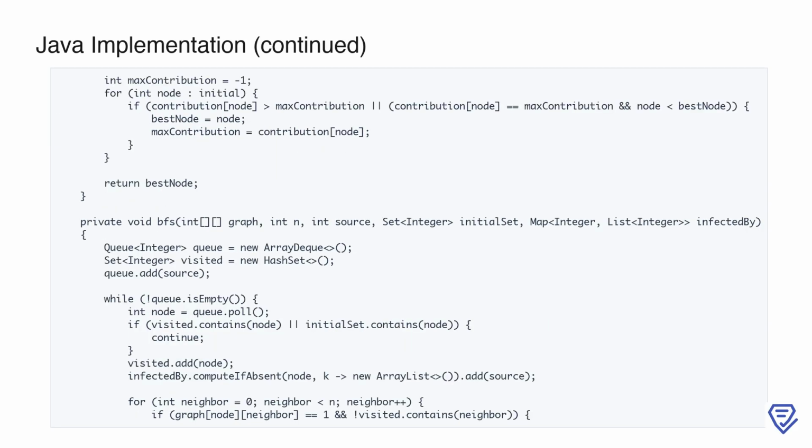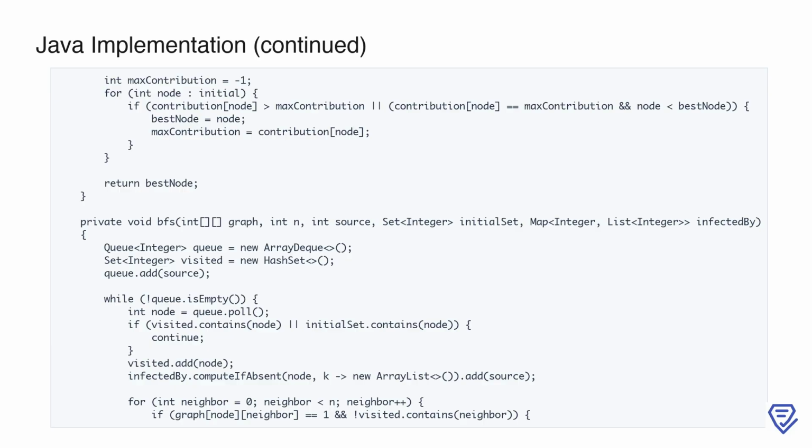The next step is to decide which node to remove in order to minimize the spread of malware. We initialize max_contribution to -1 and best_node to the largest possible value. Then, we iterate through all the initially infected nodes. For each node, we compare its contribution to the current max_contribution. If the contribution is higher, or if the contributions are equal but the node number is smaller, we update best_node to the current node. This ensures that we select the node with the highest impact on reducing the spread, prioritizing smaller node numbers in case of ties. Once this loop concludes, the node to remove is stored in best_node, and we return it as the result.